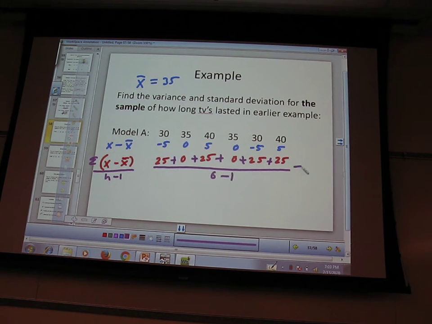That's going to give me 25 plus 0 plus 25 plus 0 plus 25 plus 25 is 100. 6 minus 1 is 5. So it's going to give me a sample variance s squared of 20, right? 100 divided by 5. And that's going to give me a sample standard deviation s of square root of 20. Good? You guys do the one below that on your own.